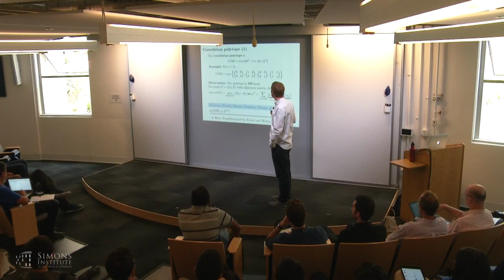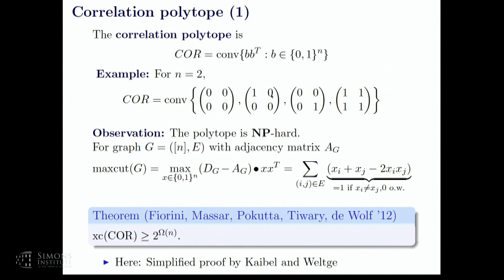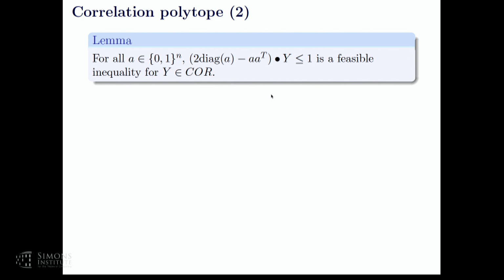The correlation polytope is the convex hull of these 2 to the n many vectors that are just the outer products of some 0, 1 vectors with themselves. It's an NP-hard polytope, but kind of surprisingly, we can show that the extension complexity is large. We do know all the vertices of it, but we don't know all the inequalities. But we can get around that by just taking a family of valid inequalities, and the family of valid inequalities goes as follows.